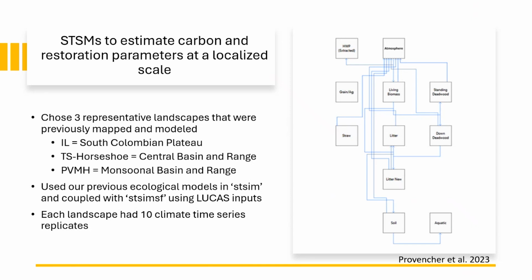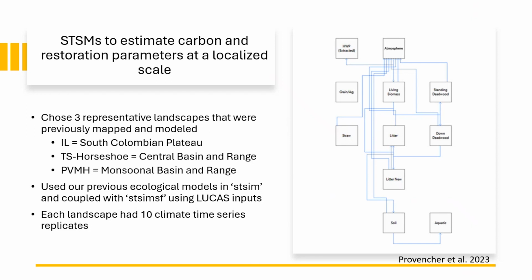So those were all previously mapped. Those were all previously modeled. So a lot of our model building was already done. And so what we needed to do is just tweak the inputs to focus on the particular aspects of ecological change that we wanted to focus on. We combined those models in ST-Sim with the ST-Sim stock and flow package, and we used LUCAS inputs for that.